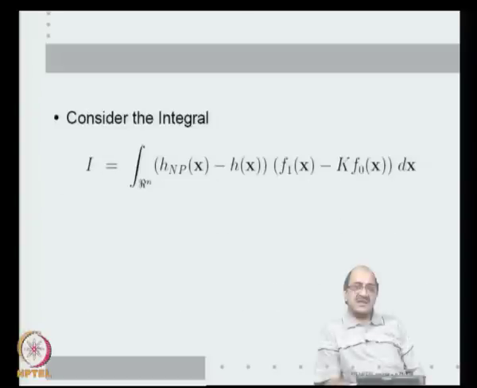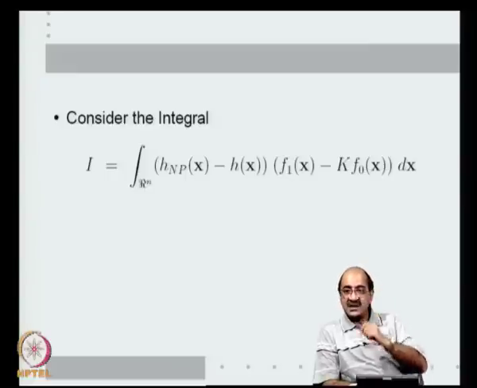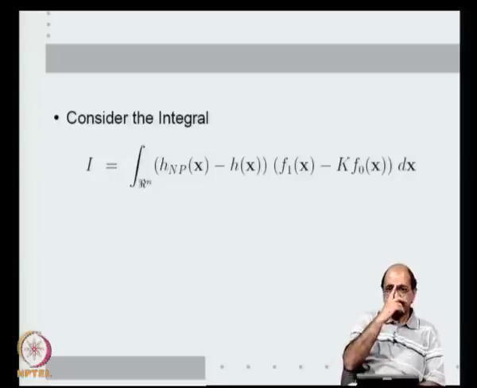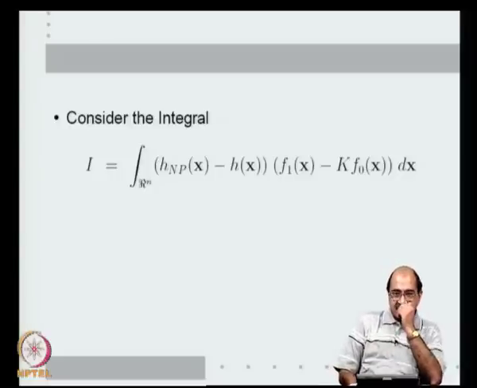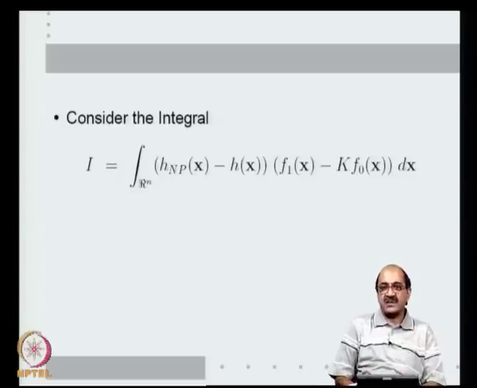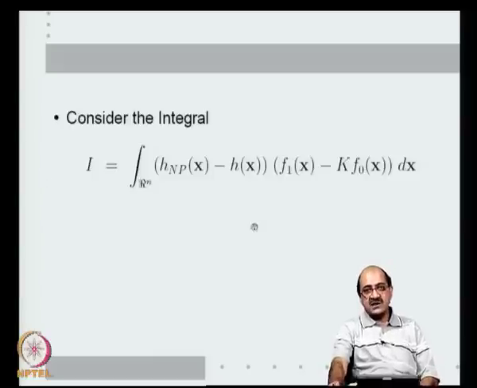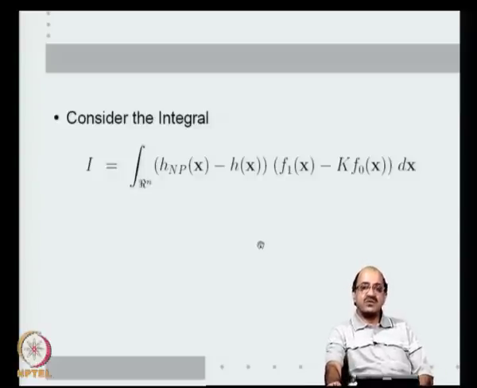To show this, let us consider the integral I, which is the integral over the entire feature space of the product of two terms. The first term is h_NP(x) minus H(x), the second term is f1(x) minus k f0(x), where k is the threshold used in the NP classifier. Recall that h_NP and H in this case are binary valued functions. h_NP takes value 0 or 1, H(x) also takes value 0 or 1. So, h_NP minus H is some real number. As a matter of fact, it can be only either minus 1, 0 or plus 1. What we are going to show first is that this integral will always be positive, and then we show that that completes the proof that the classifier that we gave is the Neyman-Pearson classifier.